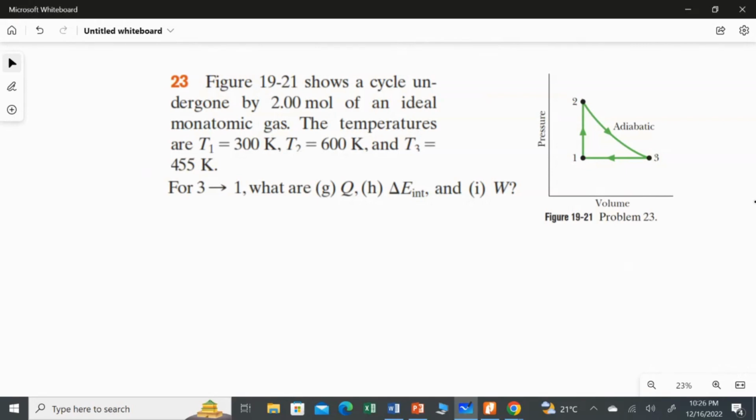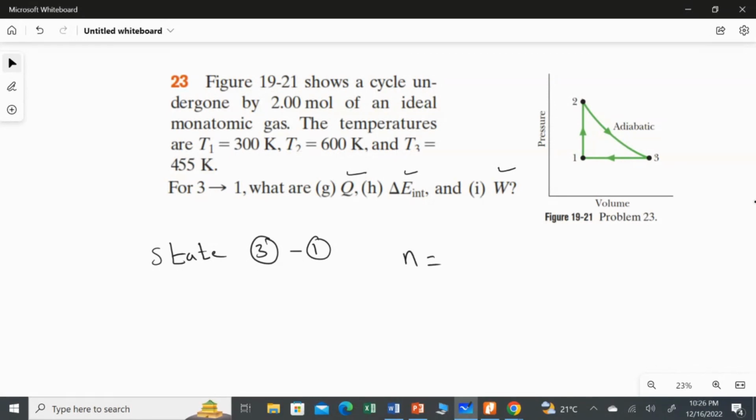So you have to see the arrow mark in the figure, which moves from point 3 to 1. For this state, we are going to find the heat energy transferred, the change in internal energy, and the work done by the gas. So which state are we going to use? We are going to use the state 3 to 1. And let's rewrite what is given in the question.